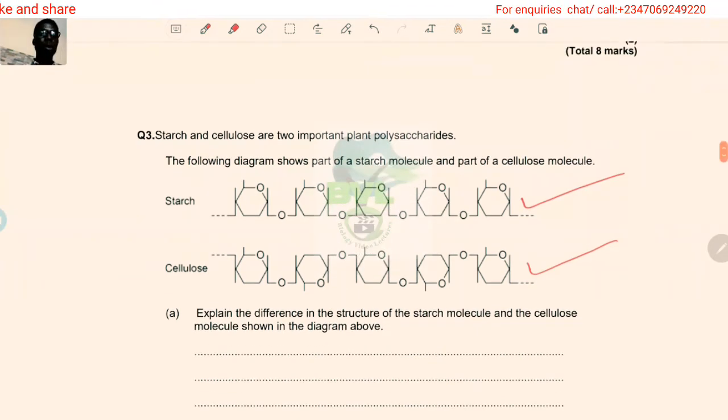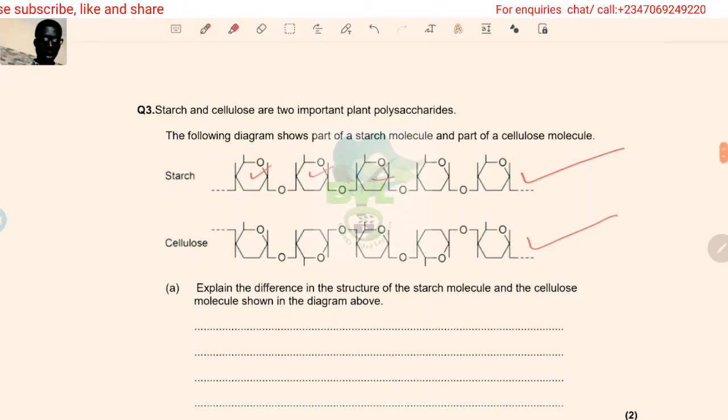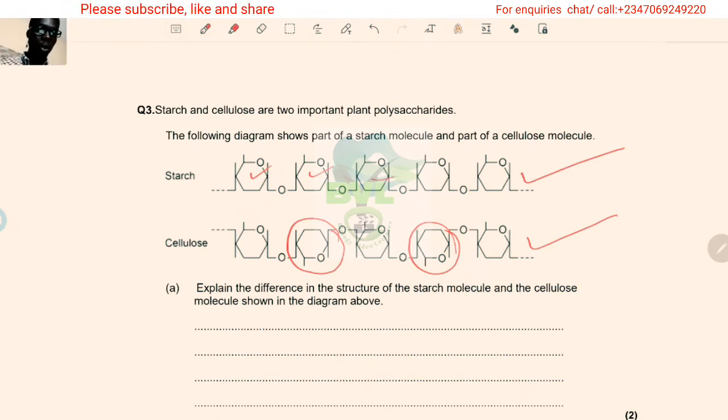Okay, well, all of these are monomers. These are glucose. But something caught my attention here, which are these and these. And that is a pointer. It says, explain the difference in structure. Good. Okay, let me start with starch.